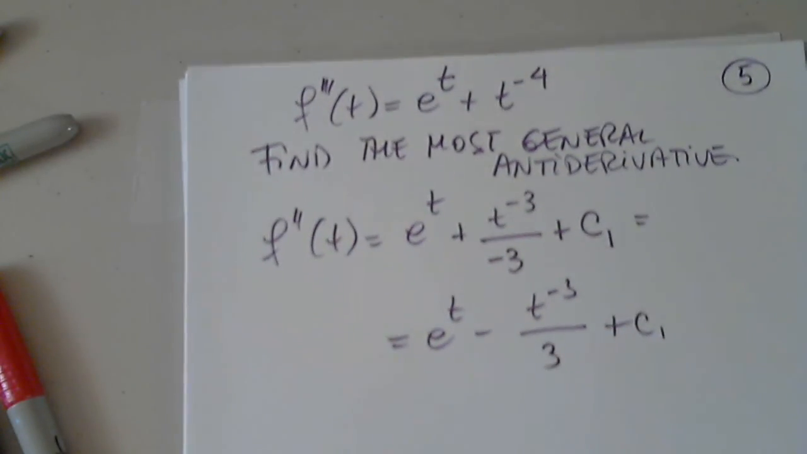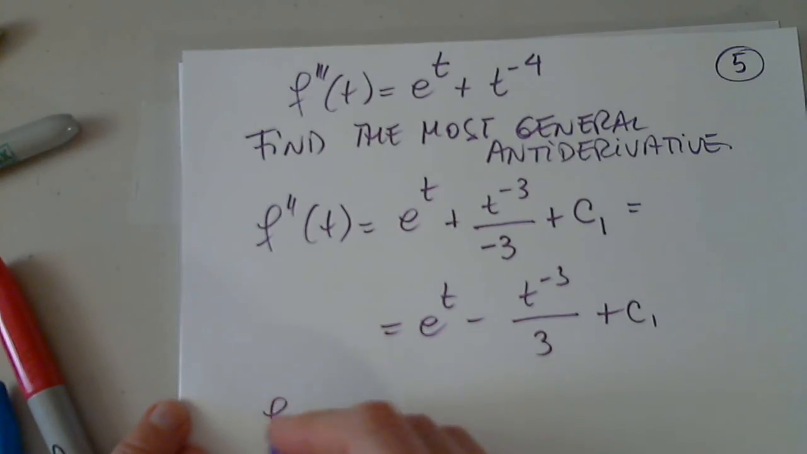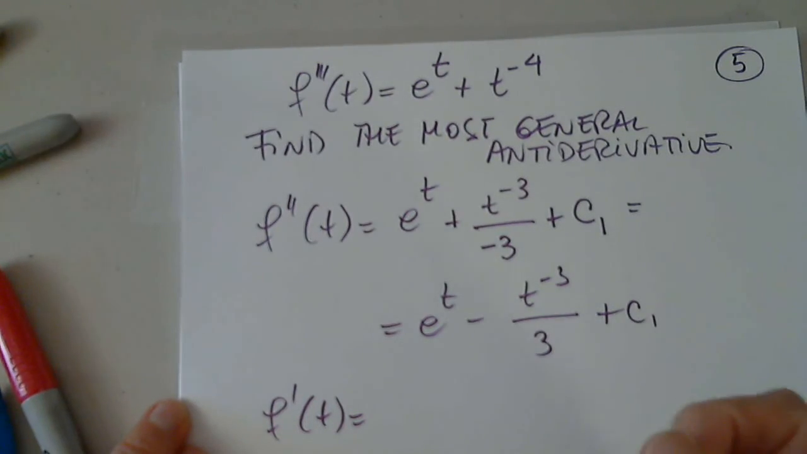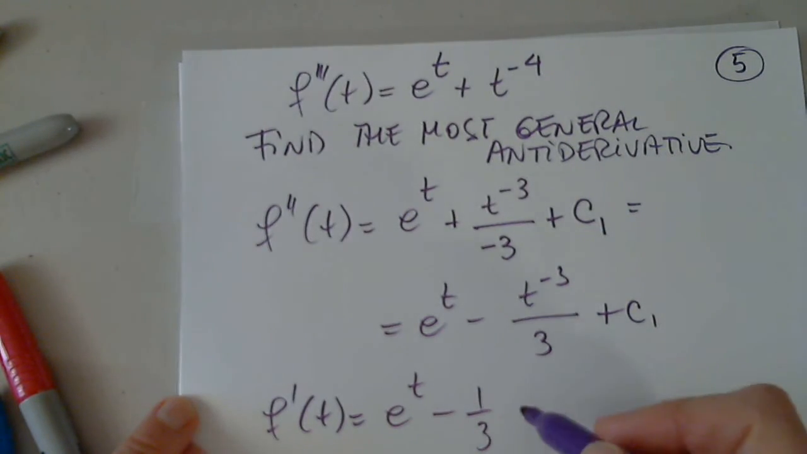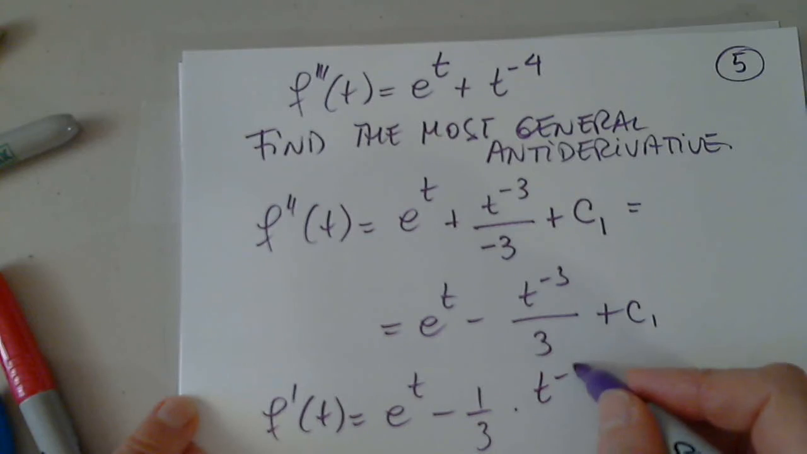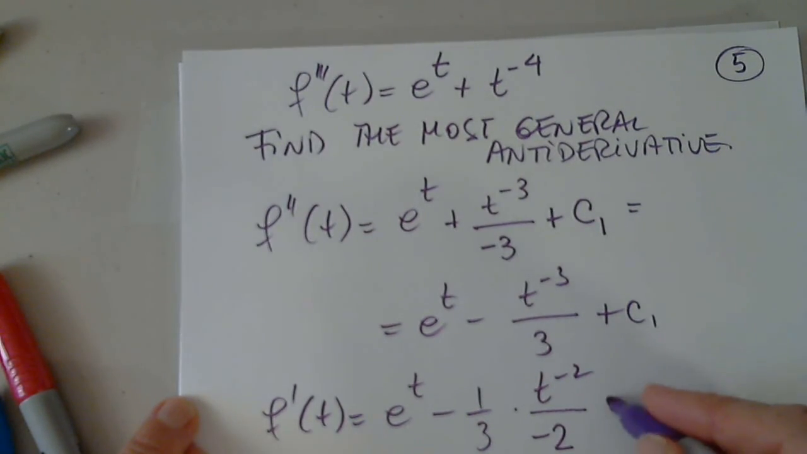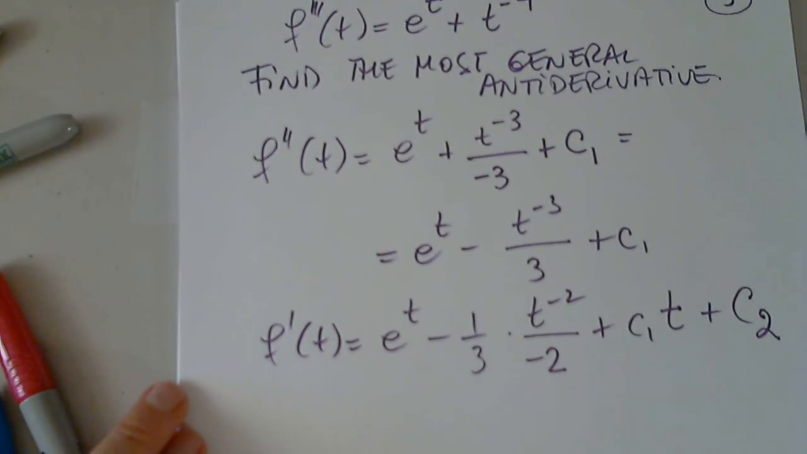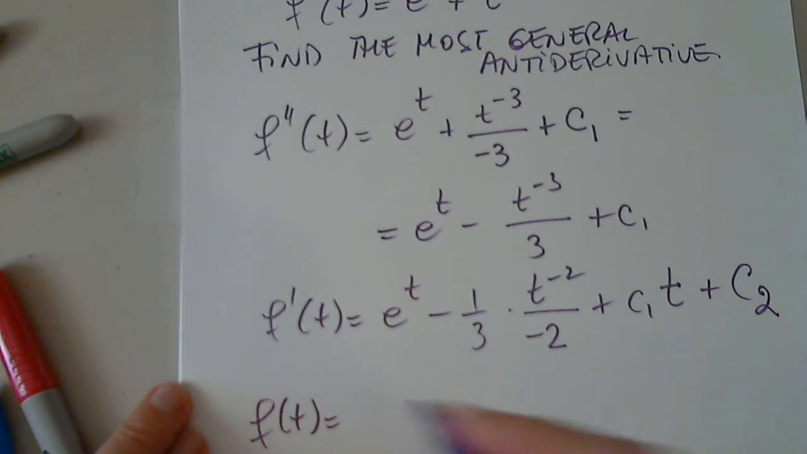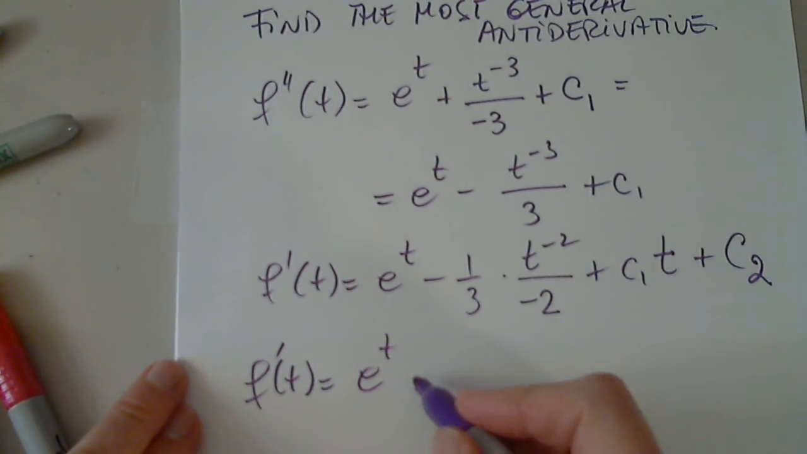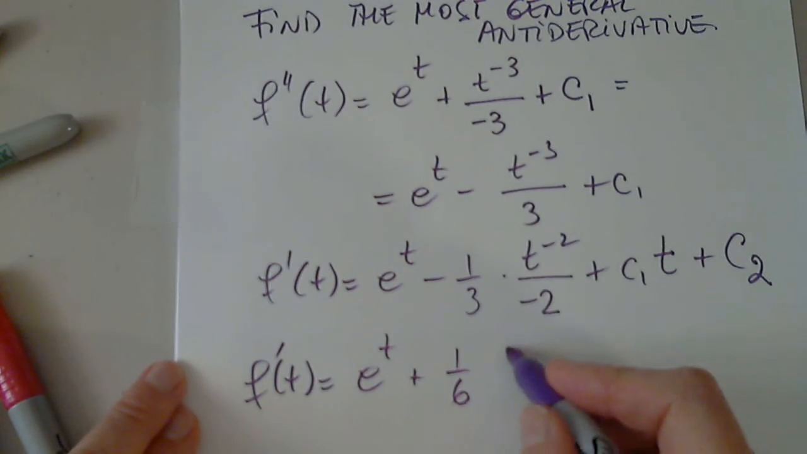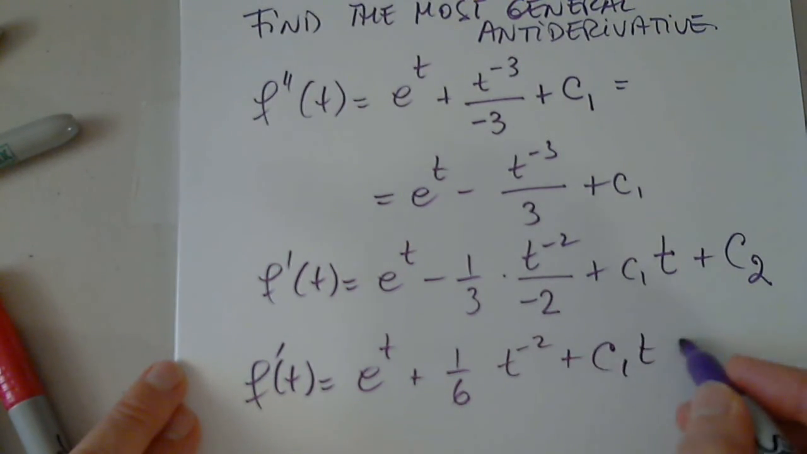At this point, I will find f prime. What function prime is e to the t? It's e to t. And then minus 1/3 times, I increase the power by 1, t to negative 2, and I divide by the exact same number, plus c1t plus c2. Finally, finding f of t. I want to simplify it a little bit before I look at f of t. So e to t, this will become plus 1 over 6, t to negative 2, plus c1t plus c2.